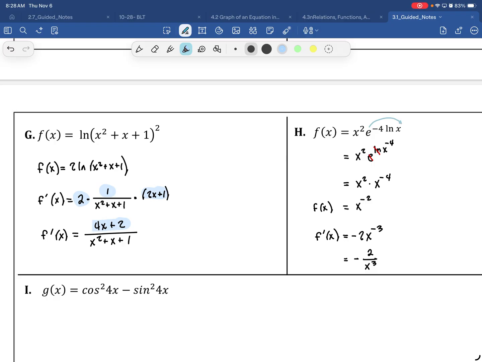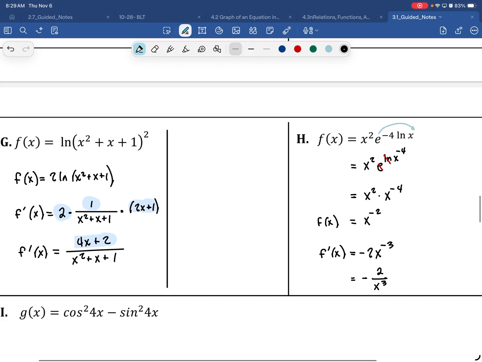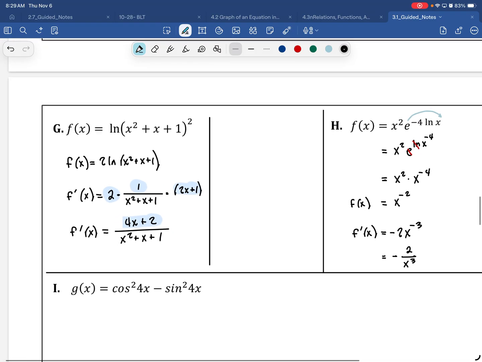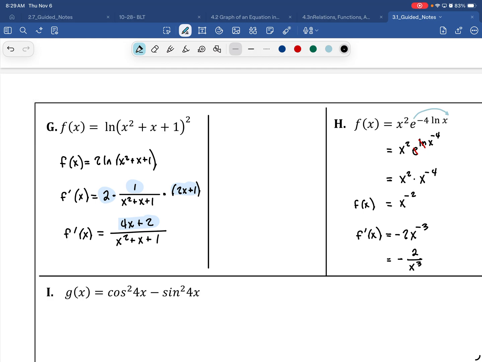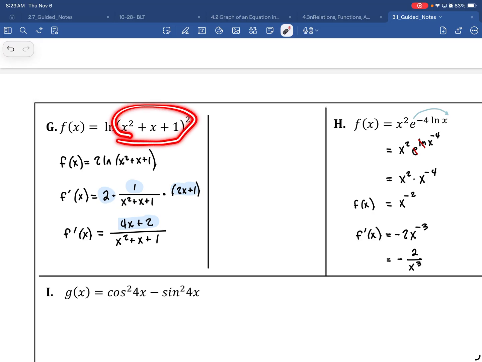Could we have done it? I wonder if we could do that without rewriting it. What would that look like? I don't know if I'm going to have room, because I'm going to have to do 1 over that thing. Because I'd have to do 1 over all of this, and then I'd have to multiply that by the power rule where I move the 2 to the front, and then multiply that by the... No, I'm not going to have room for all that.